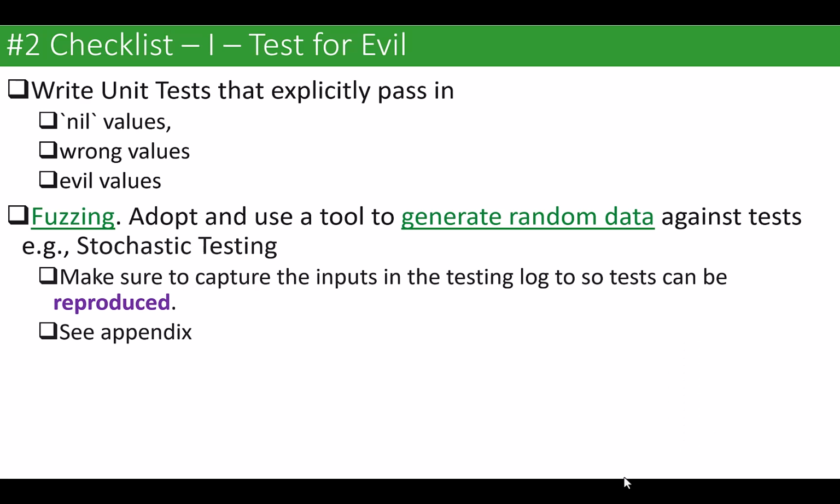Fuzzing is a good thing too, like generate random data and make sure that the things we just talked about on the previous slides are there. And if a test fails, make sure the testing log has the input that was used to cause the test to fail so that you can then reproduce the test when you're fixing up your code to be more strict.